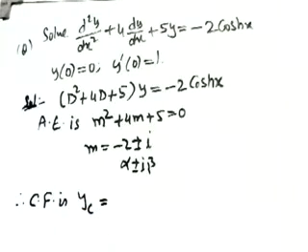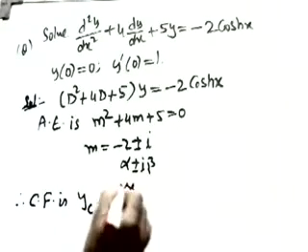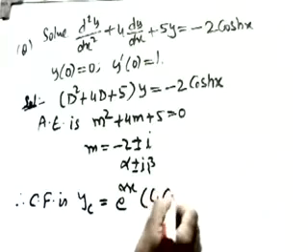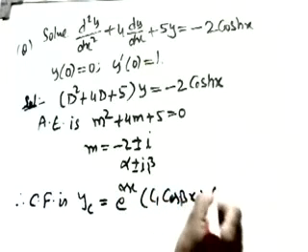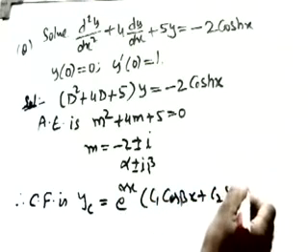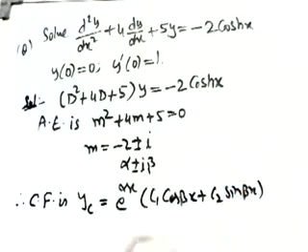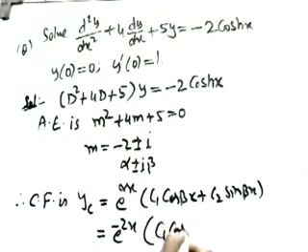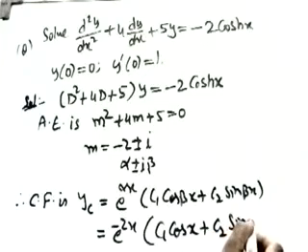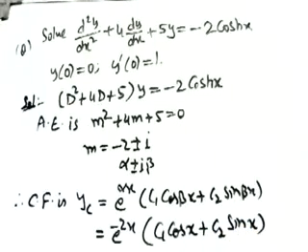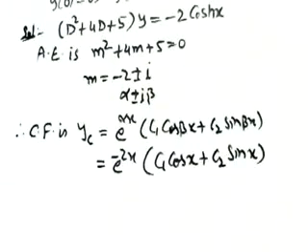The complementary function, for imaginary roots, we have the formula e power alpha x into c1 cos beta x plus c2 sin beta x. Now what is the value of alpha here? Minus 2. Substitute minus 2 here: e power minus 2x, c1 cos beta is 1, so x, plus c2 sin x. So now we got the complementary function.